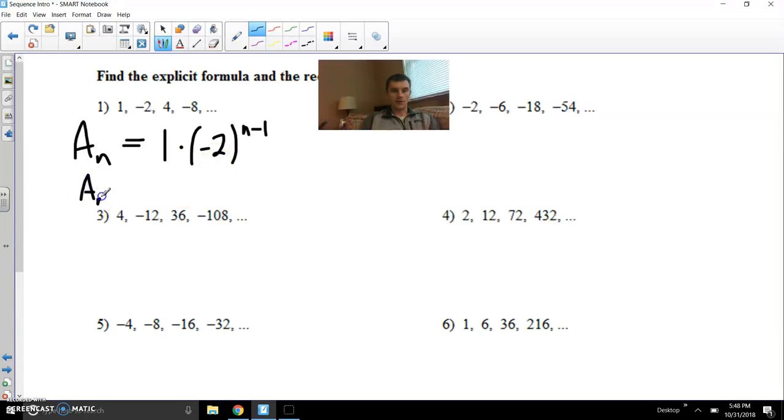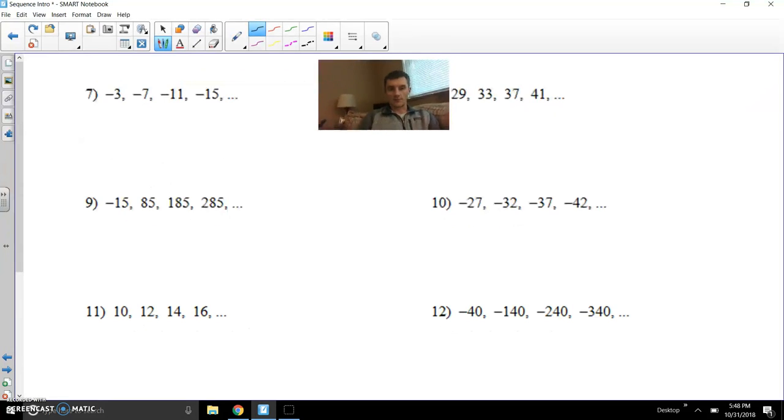Now recursive is when you write it based on the previous term. So basically I'm taking negative 2 and multiplying it times the previous term, which is the idea of a sub n minus 1. So that's number 1. Let's try one that is more linear or arithmetic. So for example, like number 7.